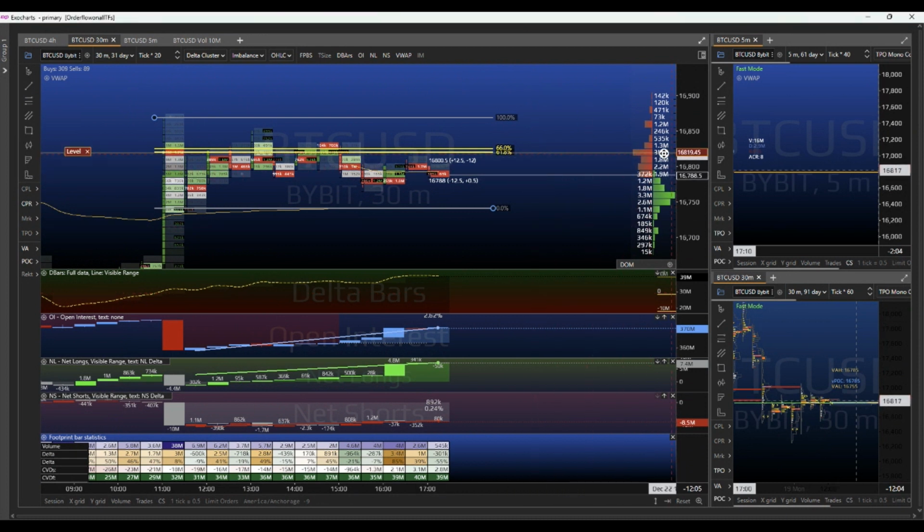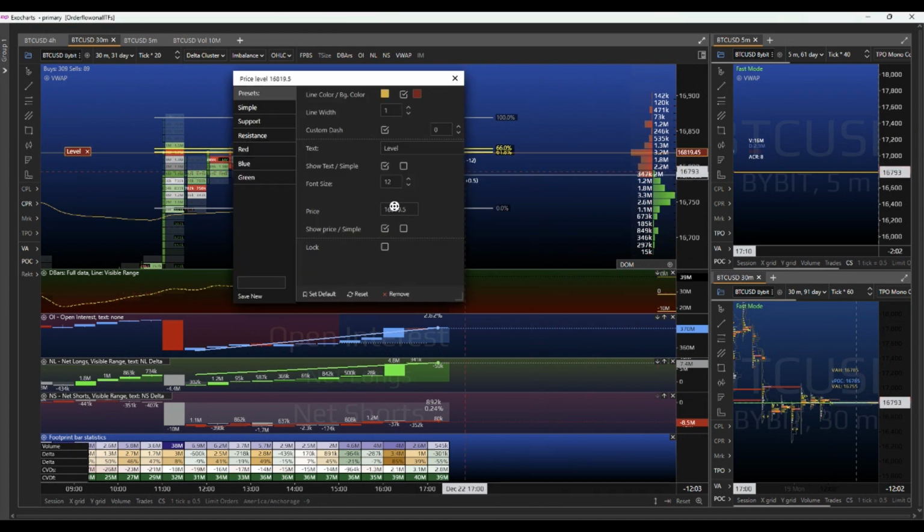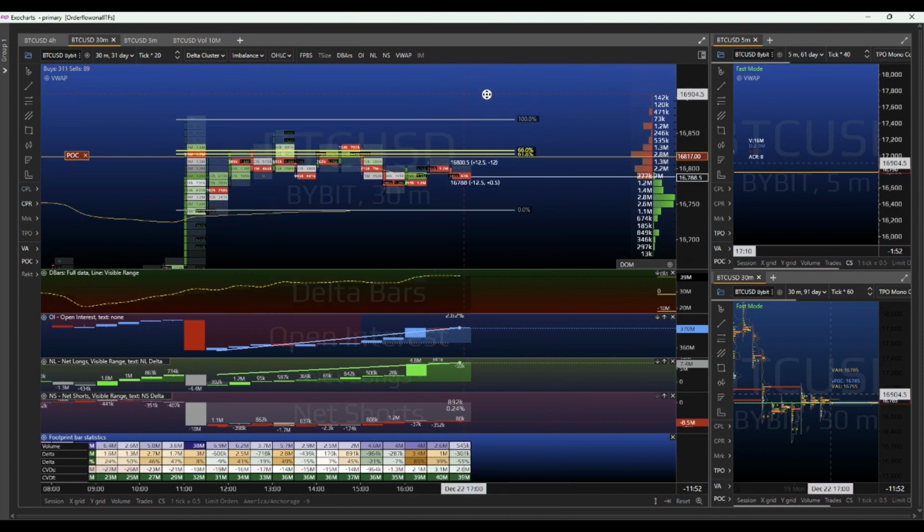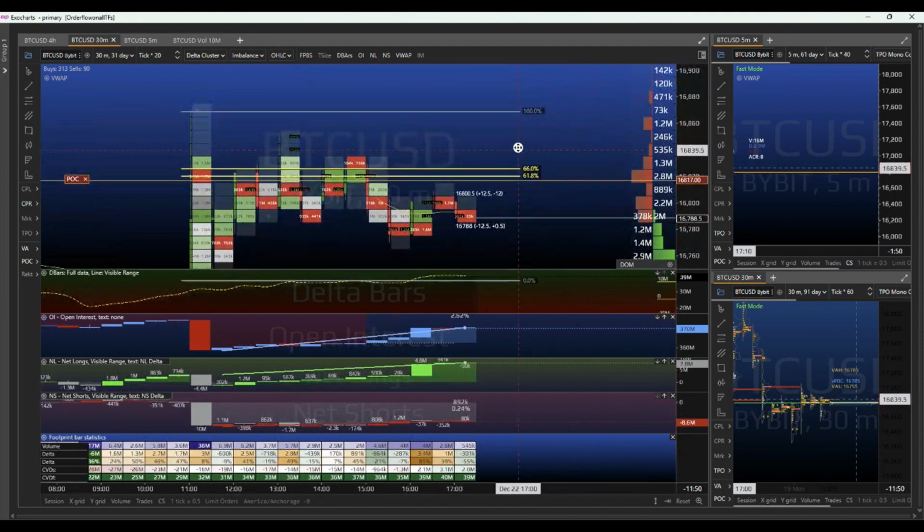16,817 for the mini range. I'll mark that point of control. Look at that confluence.